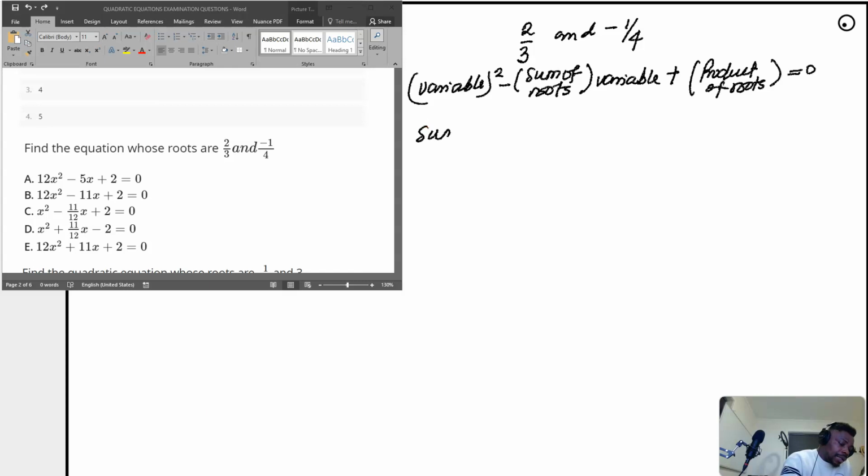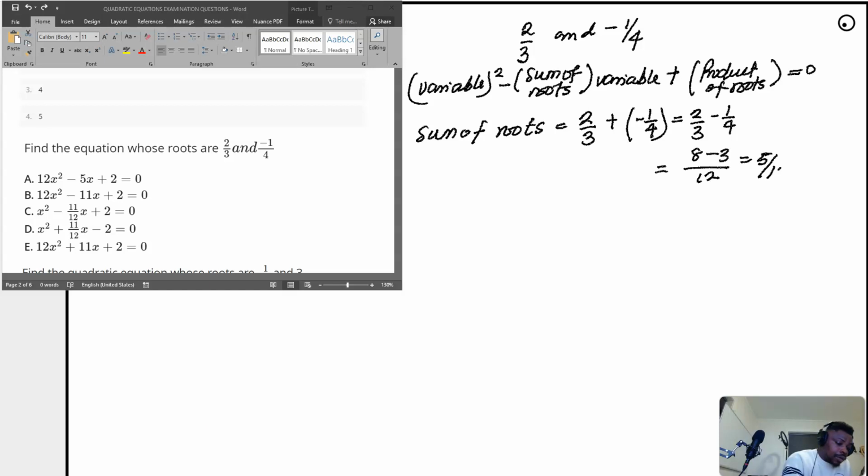But now let's first get the sum of roots. Sum simply means 2 over 3 plus bracket minus 1 over 4. That is 2 over 3 minus 1 over 4. Okay, so this is 5 over 12. Then product of roots. So that means 2 over 3 times minus 1 over 4. This is minus 2 over 12, which is minus 1 over 6.